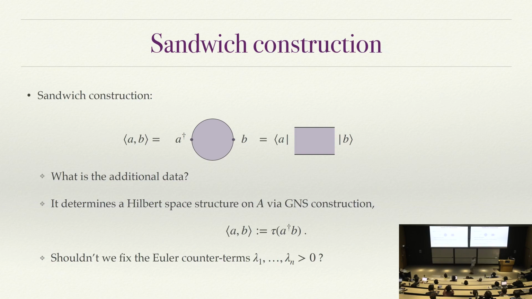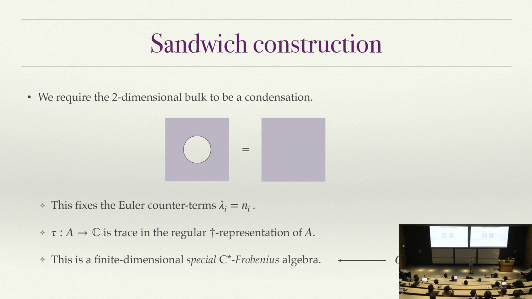So you might ask yourself, well, shouldn't we fix these? We've got these extra parameters compared to just a symmetry. Shouldn't we perhaps fix those, the Euler counterterms? And I think the answer is yes. And one way to require or to fix them is to ask for this two-dimensional bulk, this SymTFT, to be a condensation. So this is the kind of extra condition that I alluded to earlier.